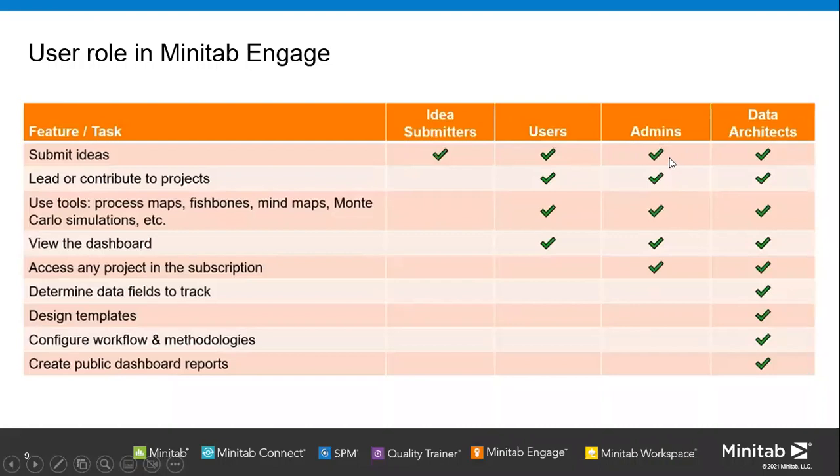For the admin side, it is the assessor, mentor, or coach, so a master black belt or black belt. And the data architect can be the IT person or IT department. The data architect can determine the data fields, customize the template itself, customize the workflow or methodology, and create the public dashboard report. So different roles have different users. You need to make sure which user you are: idea submitter, user, or admin. So that is clear before you get started with Engage.